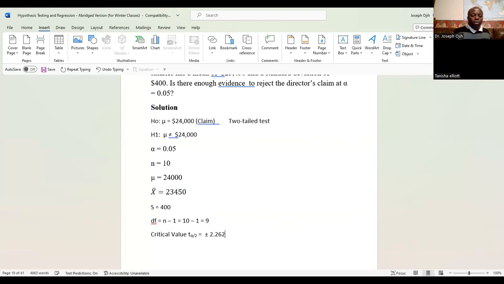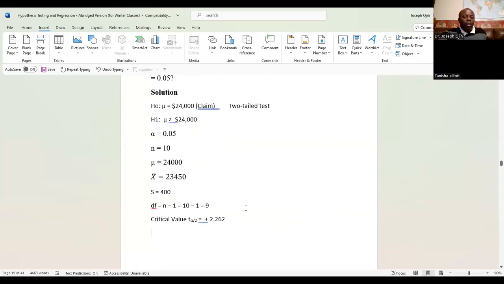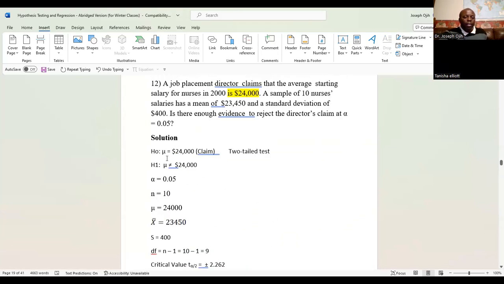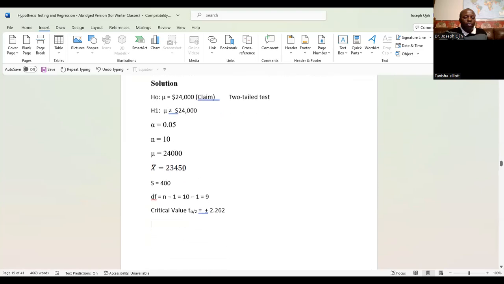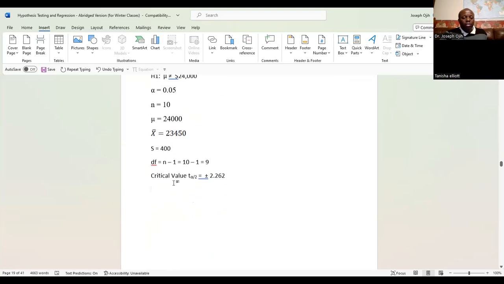2.262. So that means minus 2.262 and 2.262. Now let us run the test. The test will have our hypothesis stated. We have our alpha, we have our critical value. We have the summary statistics.